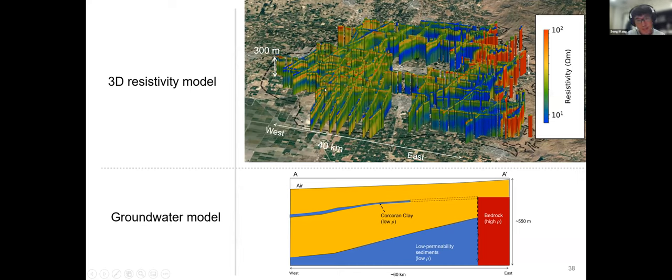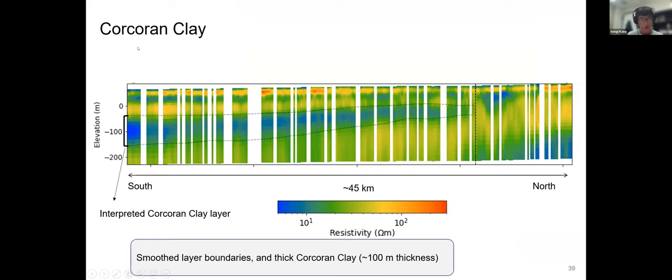But let's look at a little bit more detail about how well the airborne EM did to image the subsurface. What I'm showing is the vertical section of the resistivity from the south to north. And this is the Corcoran clay. I subjectively drew a line at the top of the Corcoran clay and the base of the Corcoran clay like this. If you roughly estimate the thickness, it's about 100 meters thick. And what we also see is a smooth transition of the resistivity in the vertical direction, due to our assumption as well as the limited resolution.